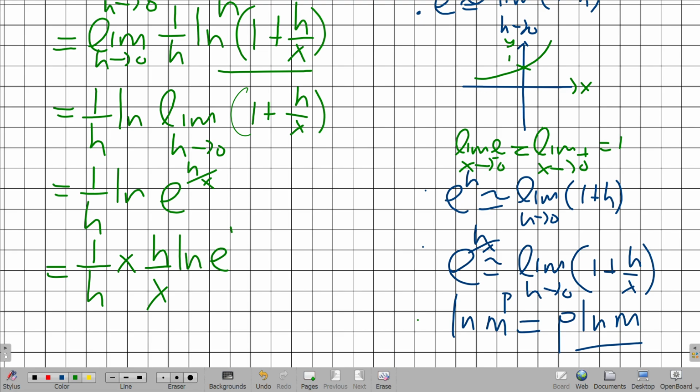And we actually know as well that these are inverse functions, so the natural log of e simply reduces to 1. So we are left with 1 over h times h over x, which equates to 1 over x. Proved. Thank you for watching my video.